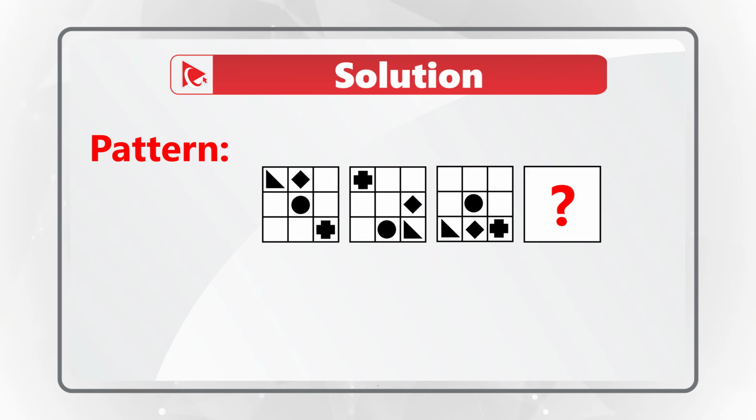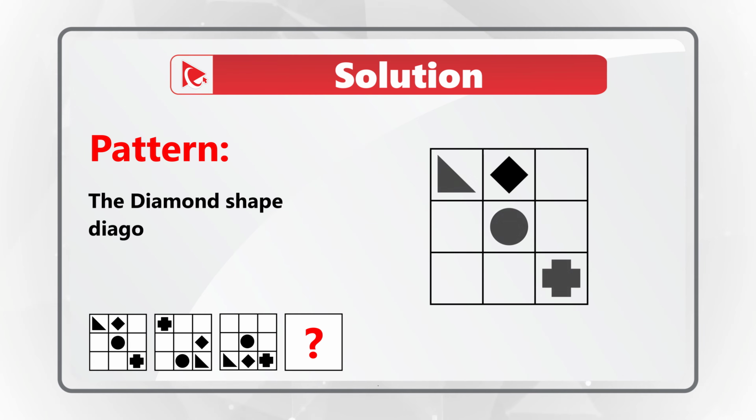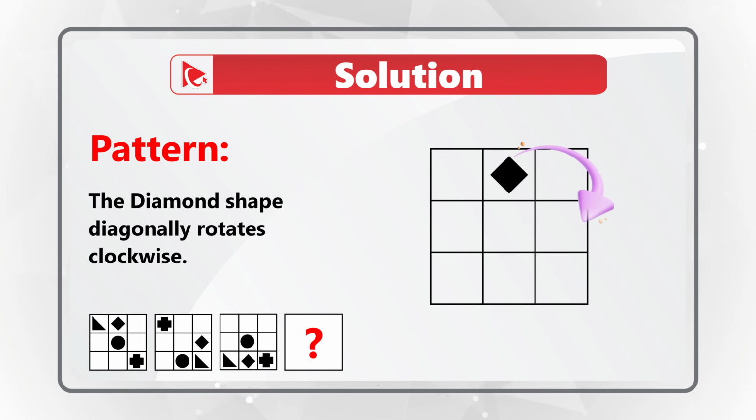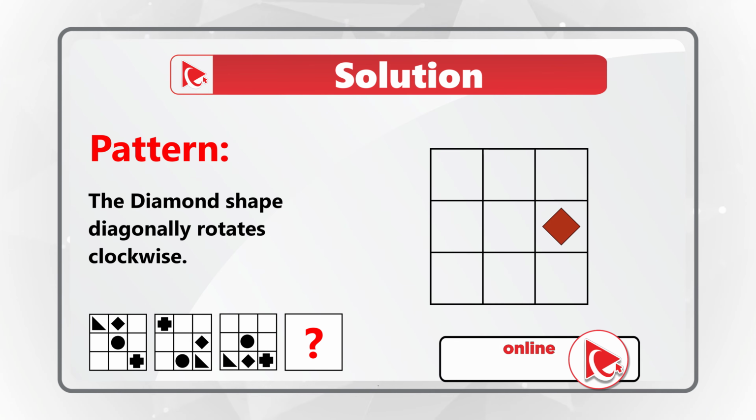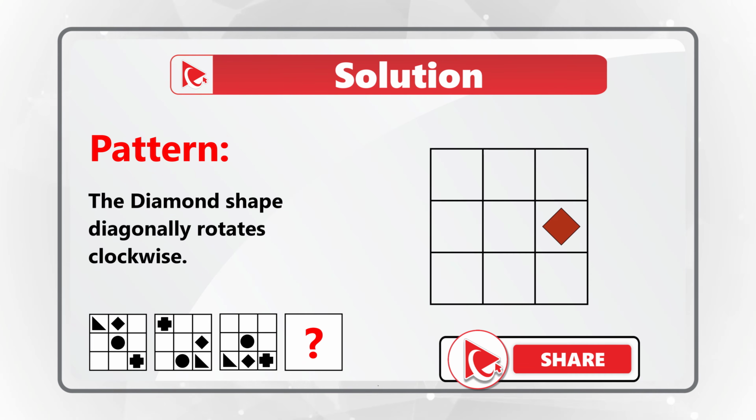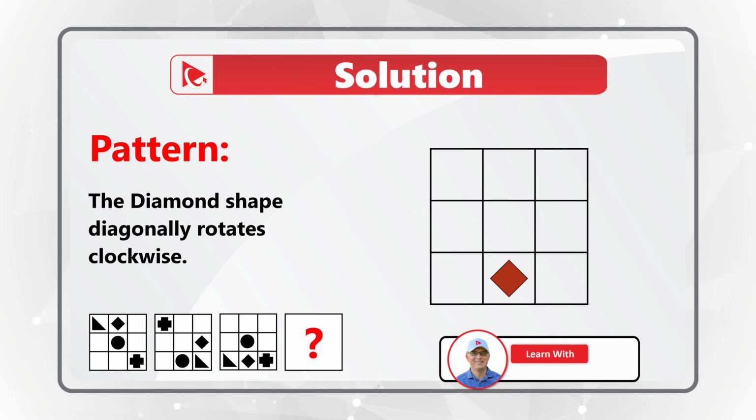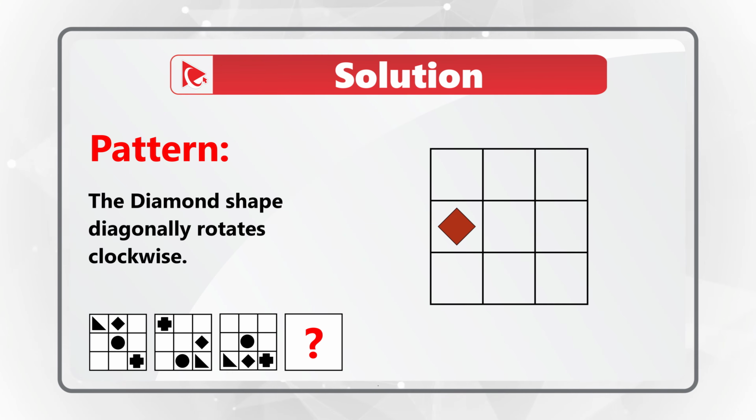In the first square, diamond shape is in the upper middle section. In the next square, diamond rotates 90 degrees clockwise and now it is in the middle row to the right. In the next square, diamond is in the middle column at the bottom. So we can correctly assume that in the fourth shape, diamond would be in the middle row to the left.